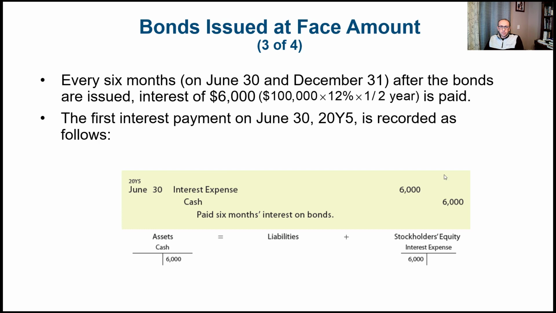So every 6 months, on June 30th and December 31st after the bonds are issued, interest of $6,000 would be paid. How did we get the $6,000? We take the face value, which is the $100,000, multiplied by 12%, which is the stated rate, or the coupon rate, multiplied by 1/2, because it's semi-annual, and in this case it's $6,000. So we debit interest expense, and remember, expenses are always on the debit, and we credit cash because the company is paying cash now. And remember, this is June 30, the next one would be December 31st, and then the following June 30 and December 31st, and so on for 5 years.